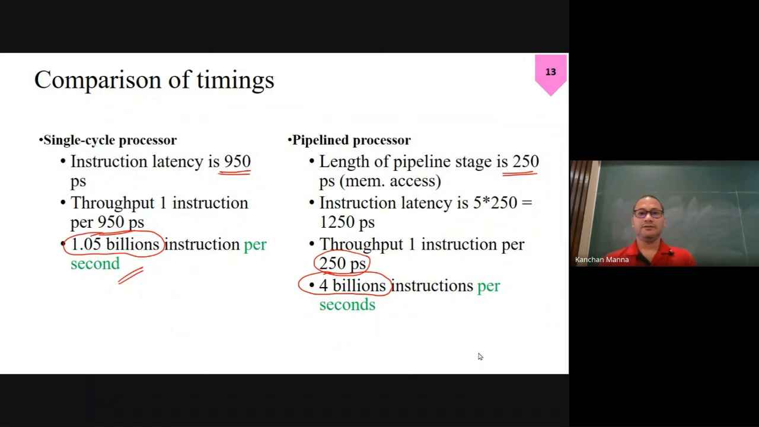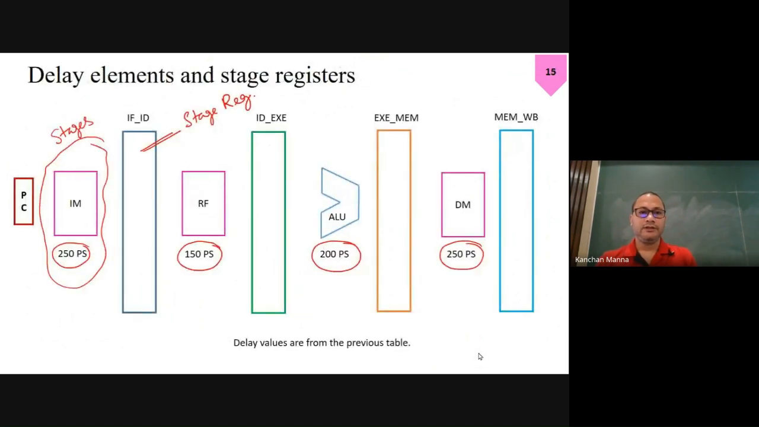In the last class, we saw how to design the pipeline-based processor. Here, we split the delay components, such as instruction memory, register file, ALU, and the data memory, into the 5 stages. And within each stage, we have the stage register. So what is the content inside the stage register? They are nothing but registers.